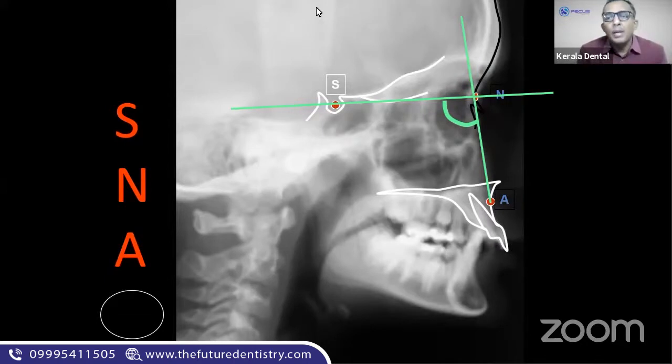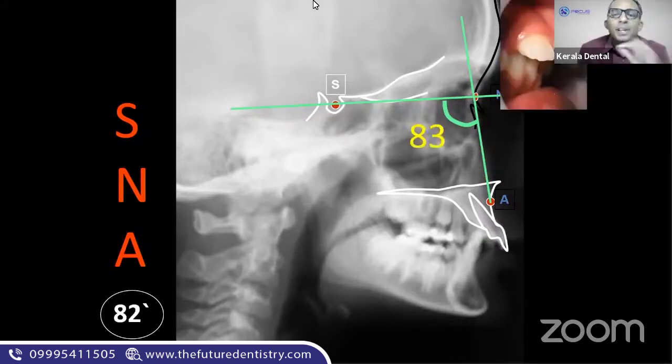Sella nasion and nasion to A point. The angle formed there, normal, has to be 82 degrees. And this particular patient, wow, it's 83 degrees. It's normal. 1 degree is normal. Yeah, 2 to 4 degrees is normal. So this particular patient's maxilla is also normal. We found out that the maxillary teeth are normal. Mandibular teeth are normal. Maxilla is normal.